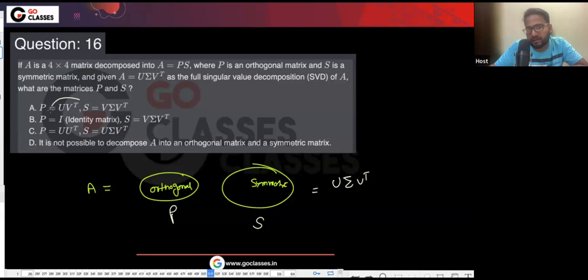There is anyway no relation between U and V. I mean, the eigenvectors of AB and BA don't have any relation. So U and V could be anything, so it need not be orthogonal. Okay.